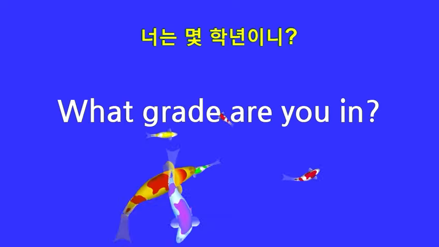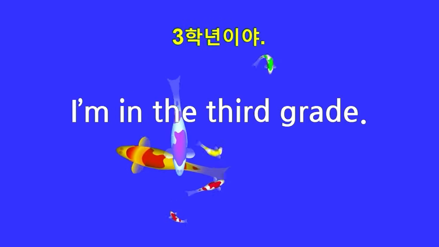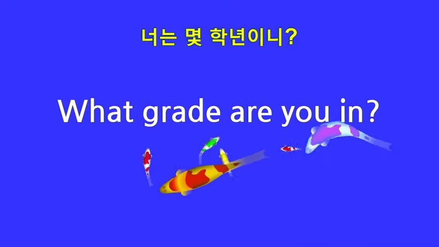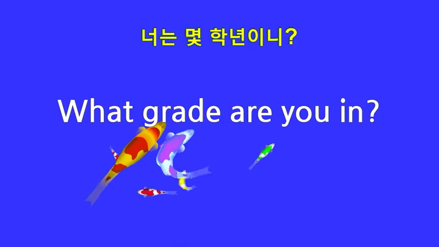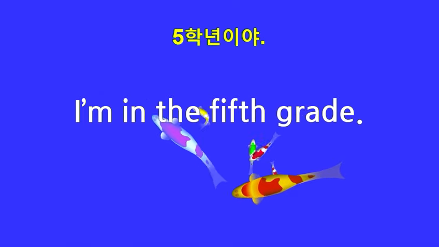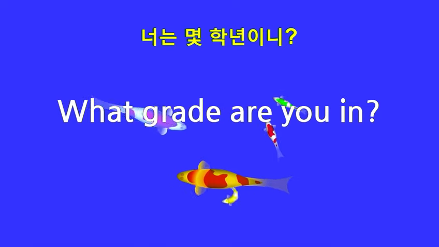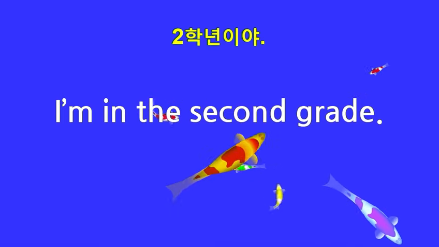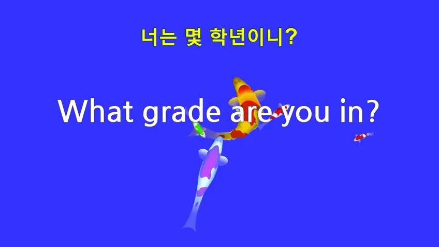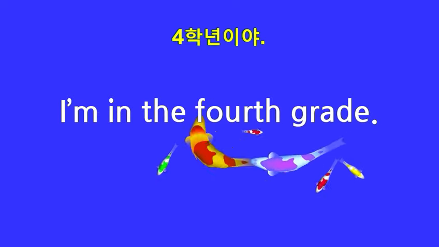너는 몇 학년이니? What grade are you in? 3학년이야. I'm in the third grade. 5학년이야. I'm in the fifth grade. 2학년이야. I'm in the second grade. 4학년이야. I'm in the fourth grade.